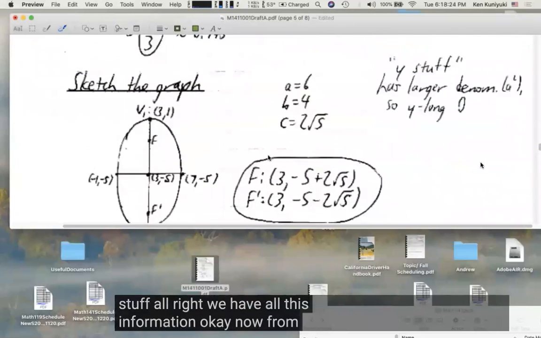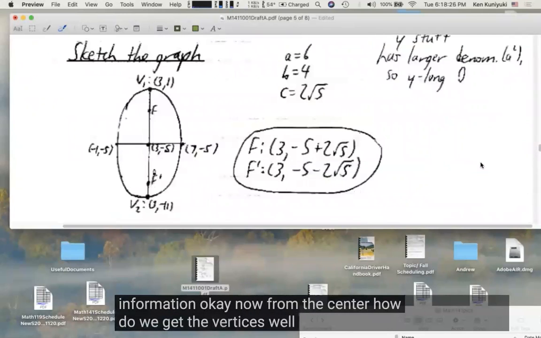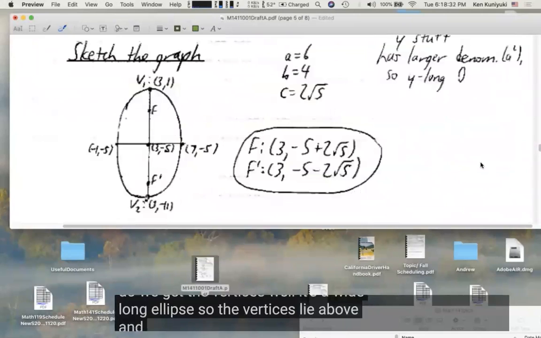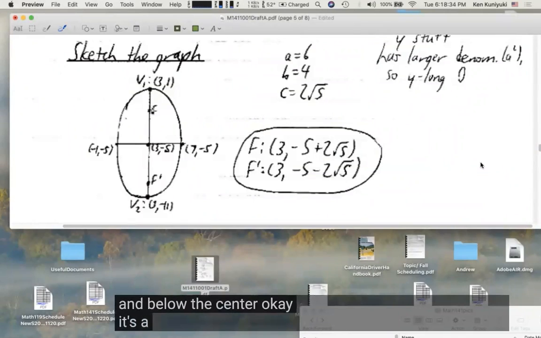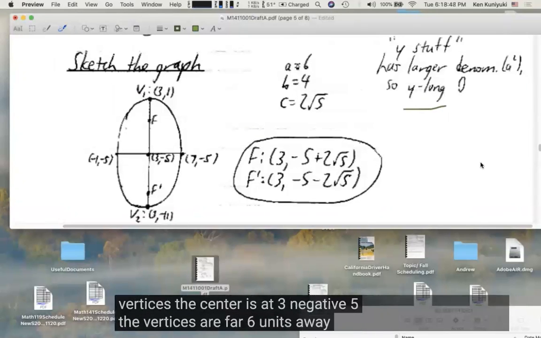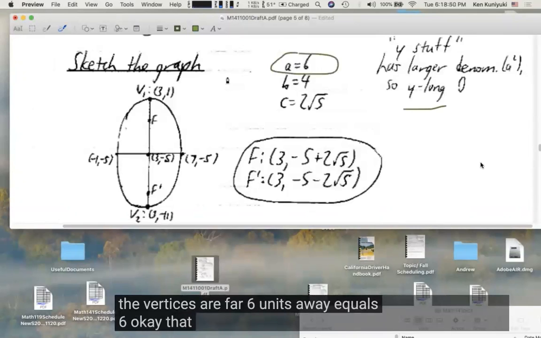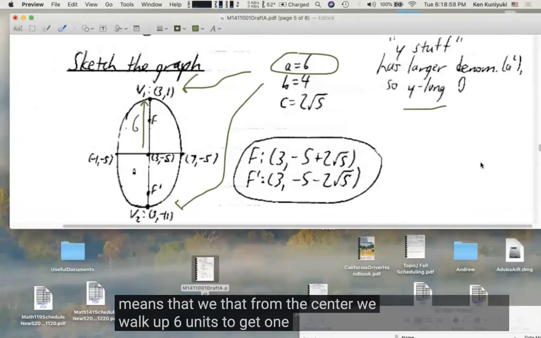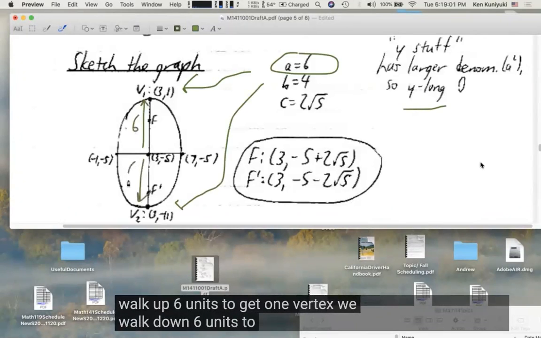Okay. Now, from the center, how do we get the vertices? Well, it's a y-long ellipse, so the vertices lie above and below the center. So the major axis is vertical and contains these 5 key points: the center, the 2 foci, and the vertices. The center is at 3, -5. The vertices are 6 units away. A equals 6, okay? That affects the vertices. That means that from the center, we walk up 6 units to get one vertex, we walk down 6 units to get the other vertex.